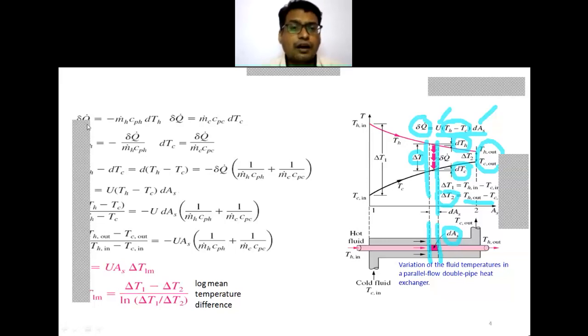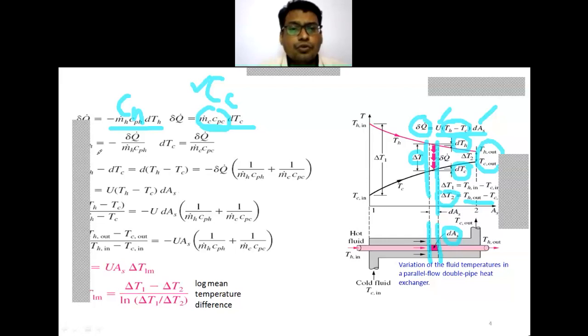Now delta Q is equal to mh Cph into dTh. Similarly, mc Cpc into dTc. In terms of the heat capacity rates also, I can write capital Ch into dTh, and this can be replaced with capital Cc into dTc when I am writing in terms of the heat transfer rates.